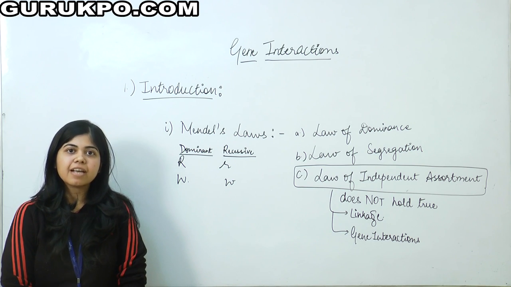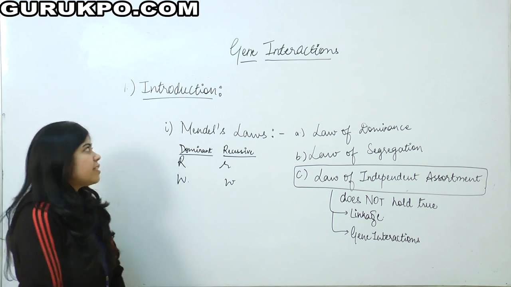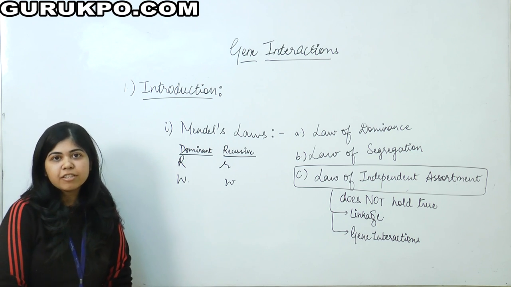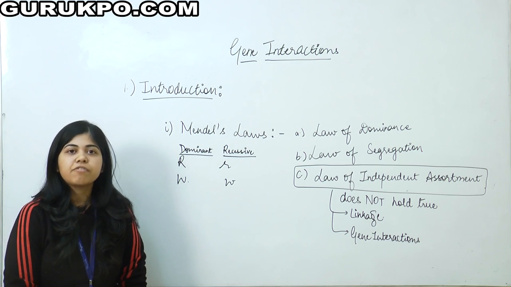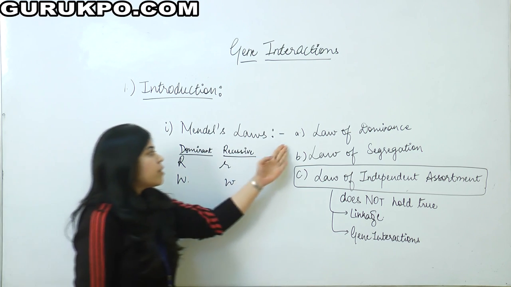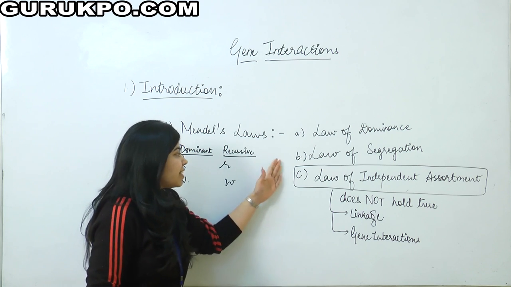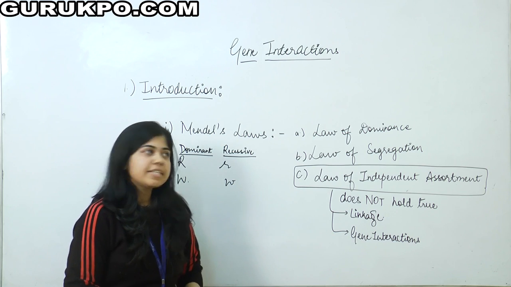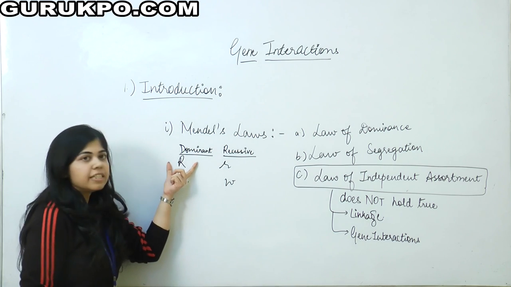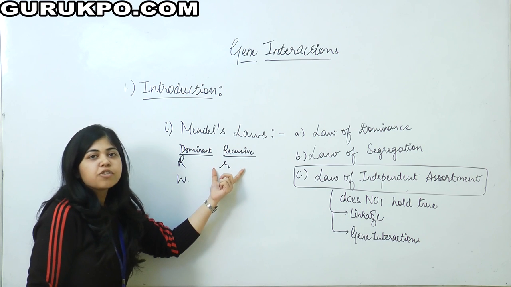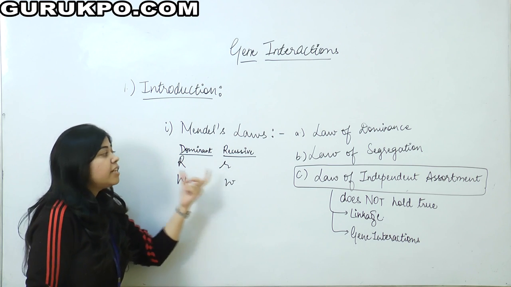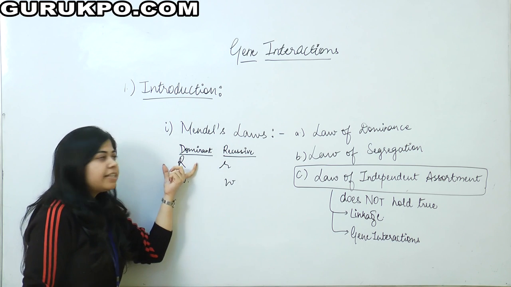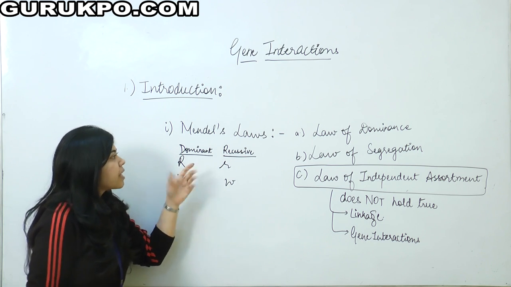This is the genetics class and our topic today is gene interactions. As you must be well versed with Mendel's laws, there are three Mendel's laws given by Gregor Johann Mendel, the father of genetics. They are the law of dominance, the law of segregation and the law of independent assortment. We all know that the law of dominance states that one allele is dominant over the other allele. The other allele is said to be recessive and the one allele is known as the dominant allele.